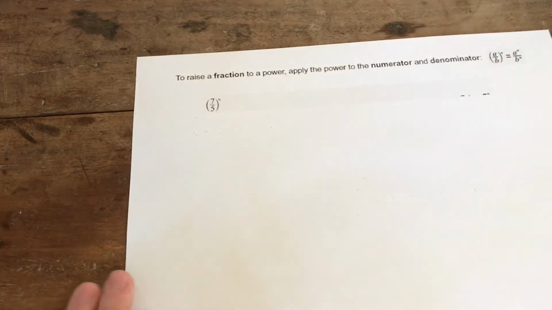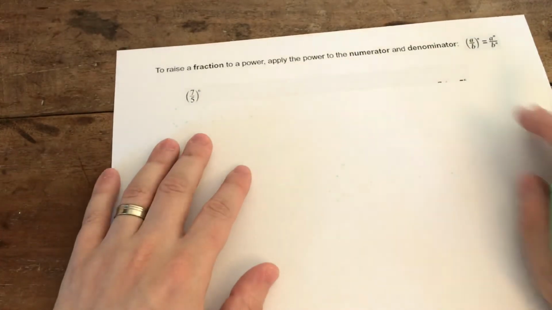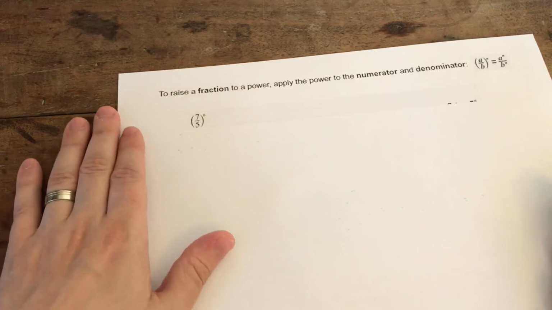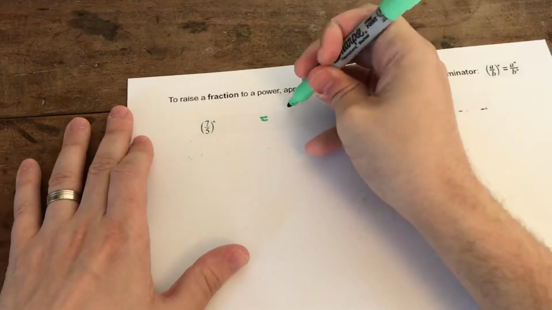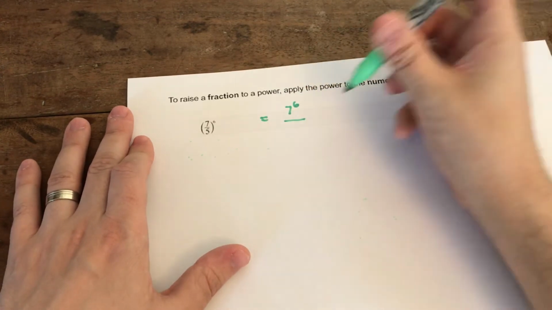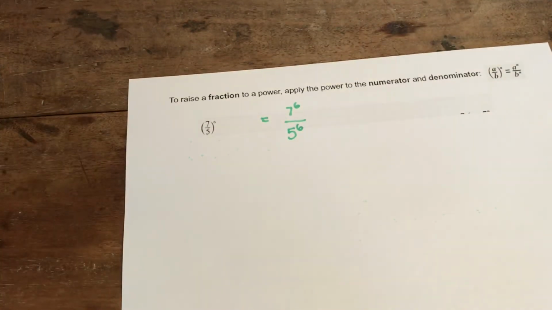Now the other thing to be aware of is what happens when we have a fraction and it is raised to a power. So for example, we have 7/5 and it's raised to the power of 6. In this case, what happens is each number is raised to that power. So we then get 7 to the power of 6 and 5 to the power of 6.